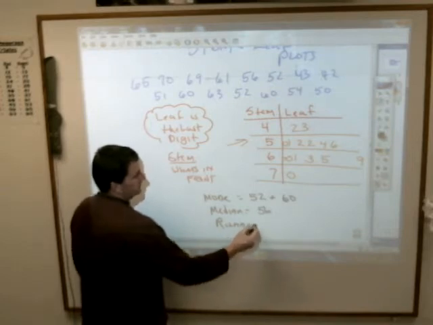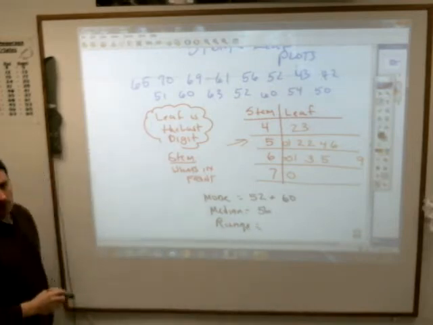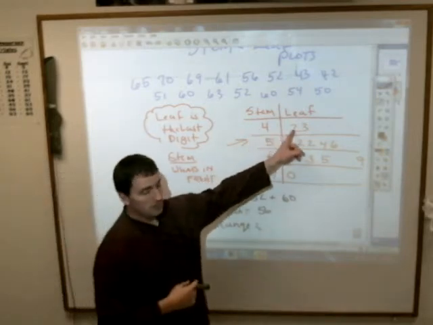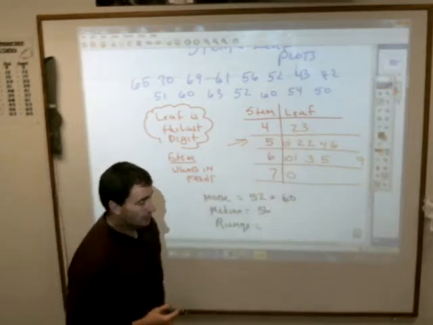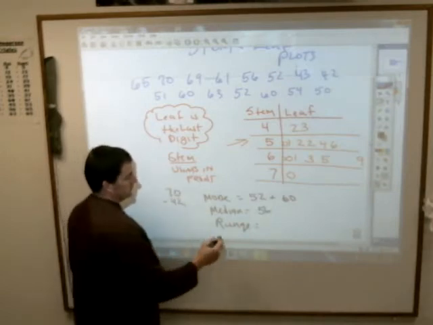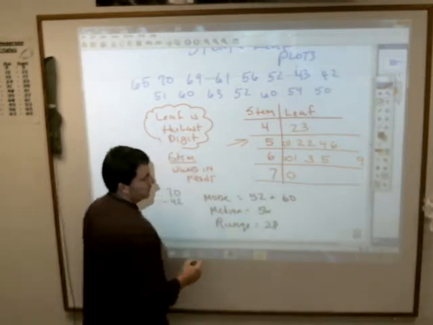But what would be the range? What's the smallest? What's the biggest? It goes from 42 to 70, so the range is 70 minus 42, which is 28.